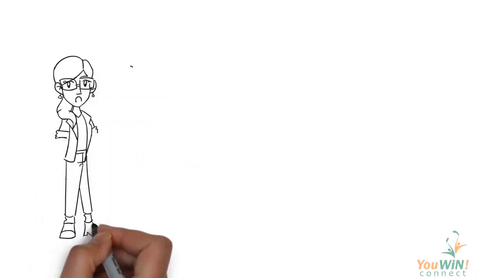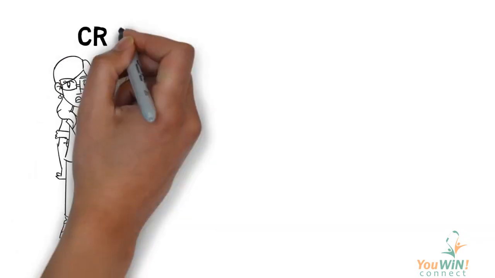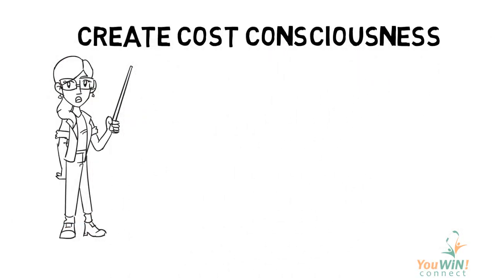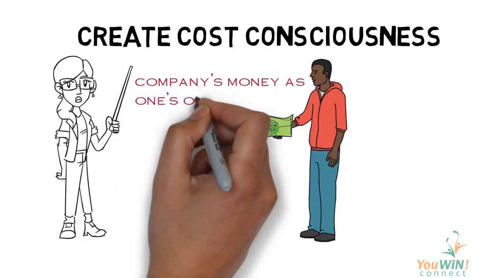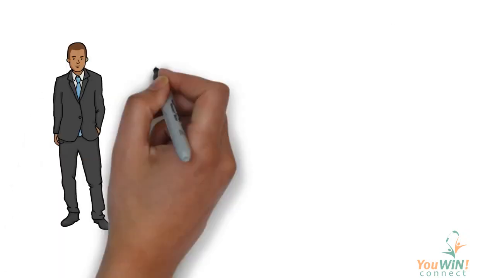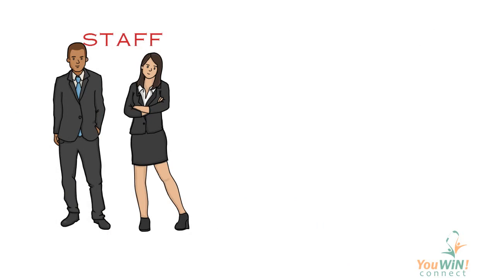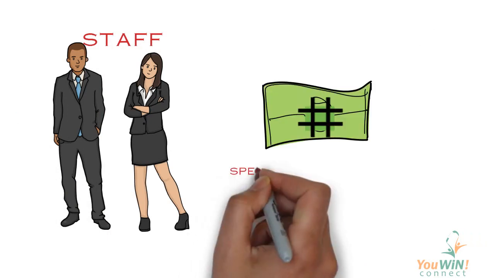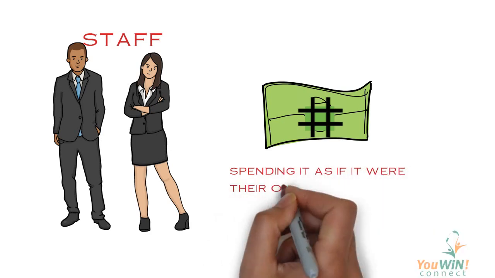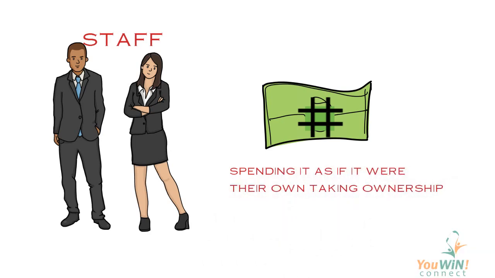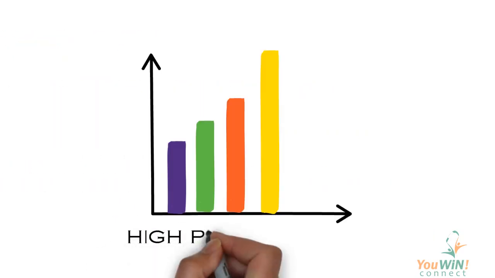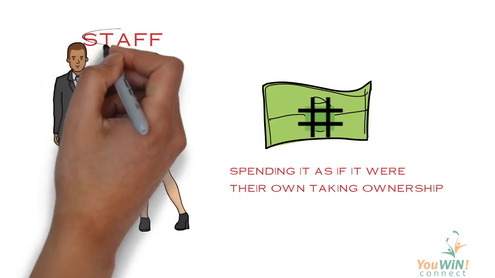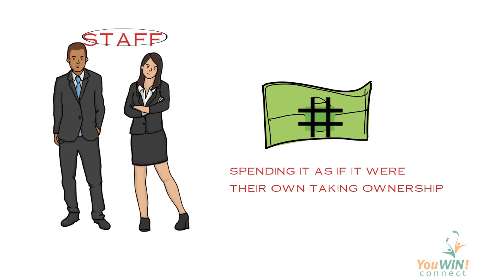We now move on to session 5, create cost consciousness. Cost consciousness means to consider the company's money as one's own money. Every member of staff has to treat the company's money, spending it as if it were their own, taking ownership. You can only reach high performance with the support of your staff. No one can do it alone.